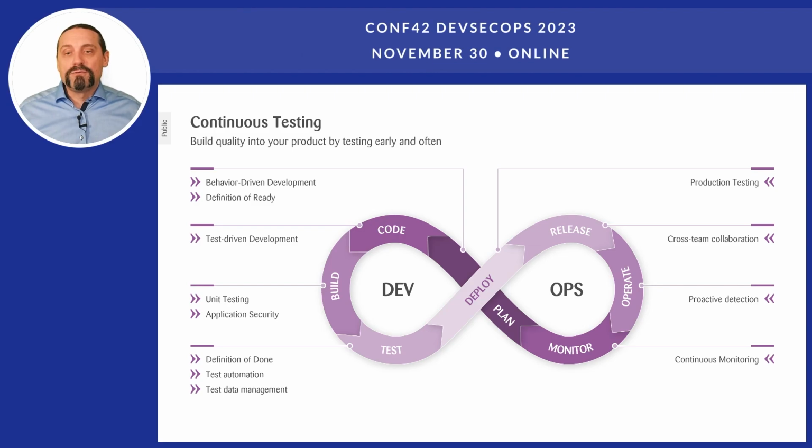And then when we go to code, then we apply test-driven development. We always write first the test and then the code for that. This brings us to the build. There we are using unit testing, of course, and also the application security. So we do container scanning, license scanning, and all of that.